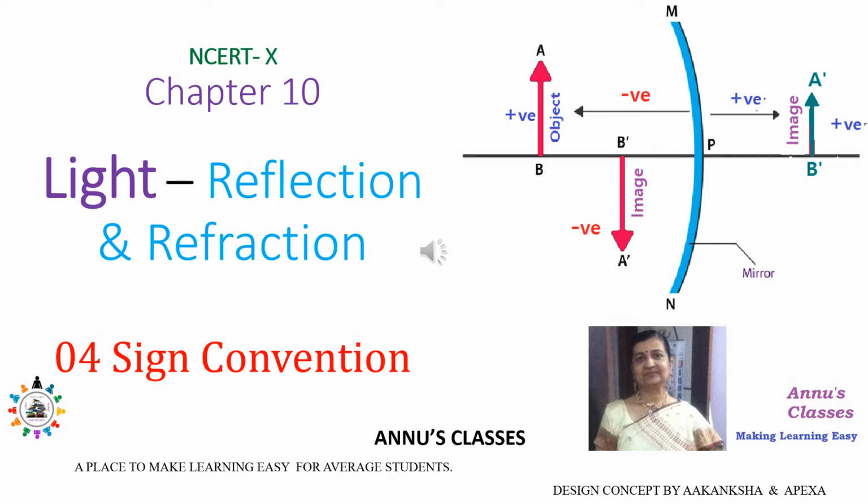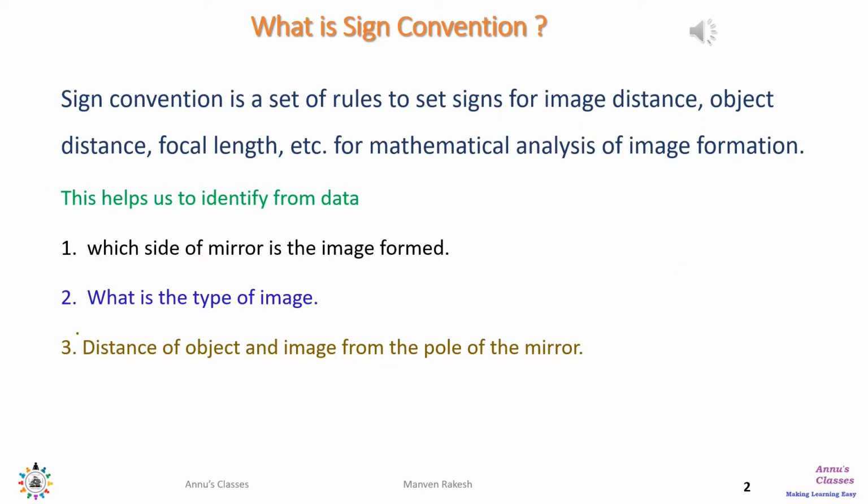In this video, we will learn about the sign conventions for the spherical mirrors. In this video, we will try to understand what sign conventions are. These are the rules which tell us what sign to put, plus or minus, for the distance of image, distance of object, focal length, height of the image, height of the object. So this sign convention will help us to interpret from data which side of the mirror the image is formed, what is the type of image, and what is the distance of the object from the pole of the mirror.